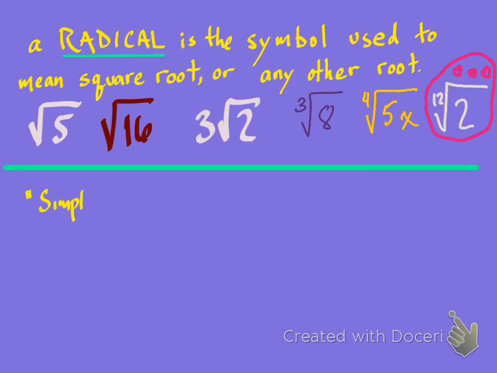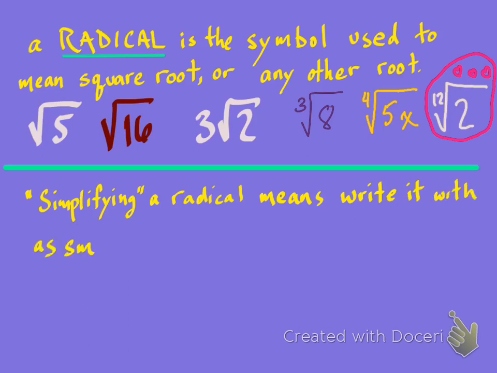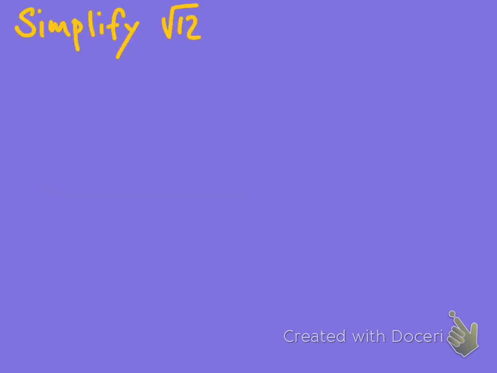Anyway, simplifying a radical means that you want to write it with as small a number as possible inside the radical. All right, that's what it means to simplify a radical, to rewrite it with smaller numbers. Okay, so for an example, let's say we're going to simplify the square root of 12. Well, 12 is already not very big, but let's see if we can make it smaller. So here's how we're going to do this.